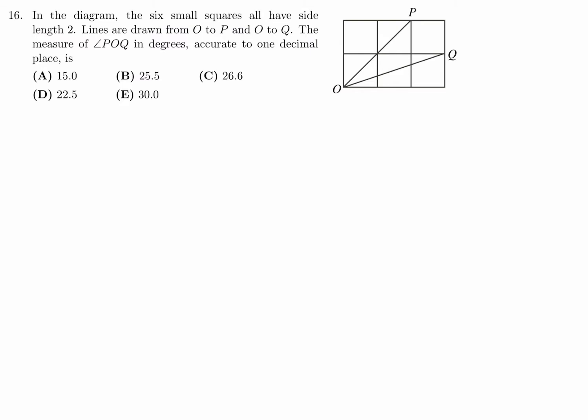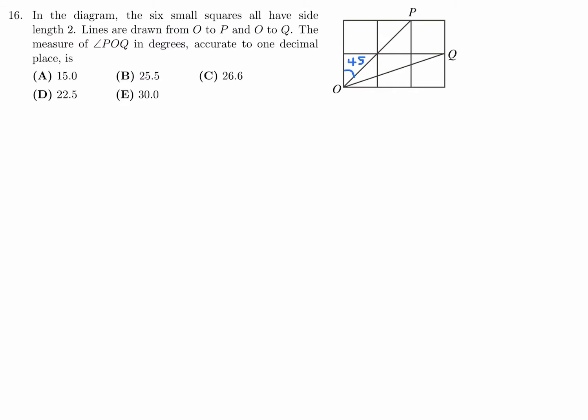In the diagram, the 6 small squares have side length 2. Lines are drawn from O to P and O to Q. The measure of angle POQ in degrees accurate to 1 decimal place is. All right. Well, first and foremost, we have to understand that this is a square, this whole thing. And when you draw a diagonal like that, you cut the angle as follows. This becomes 45 degrees, right? Because the whole thing is 90. So first and foremost, we just figured out that's 45.